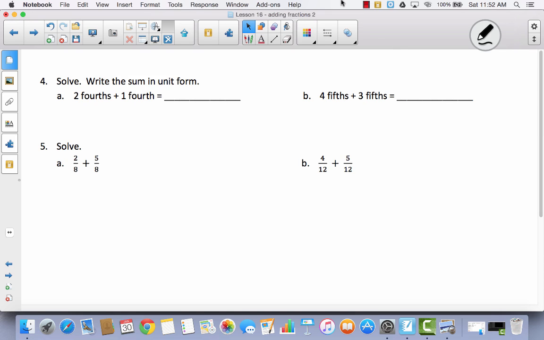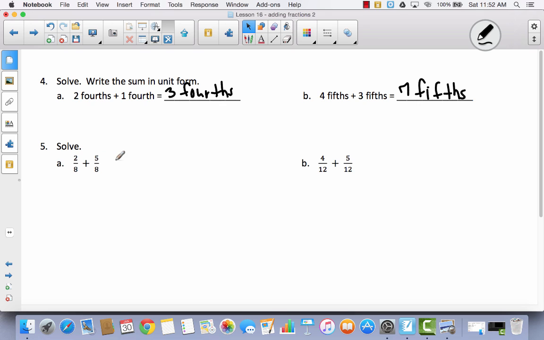All right, now write the sum in unit form. So now we're going to do a little bit of addition. 2/4 plus 1/4 is equal to 3/4. This is unit form. 4/5 plus 3/5, I was jumping ahead, equals 7/5.